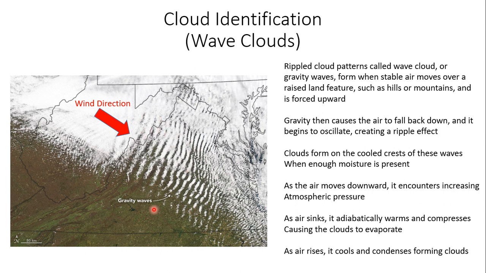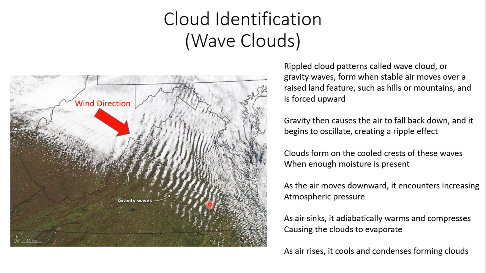They form when stable air moves up and over raised land features such as hills or mountains, and the air is forced upward over the top of these hills or mountains. In this case, we have the Appalachian Mountains, generally in this location, and the wind is blowing from the northwest on this particular day, and I generally have, downstream of the mountains, these equally spaced wave clouds. All right, so clouds form on the cool crest of these waves when enough moisture is present. And I'm going to show you what this looks like here in a minute.